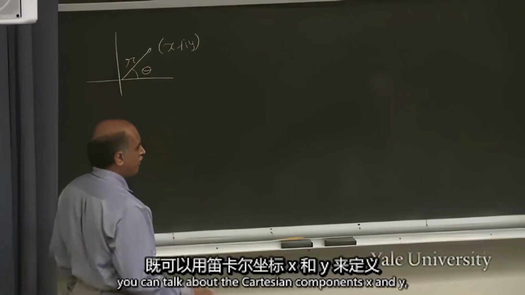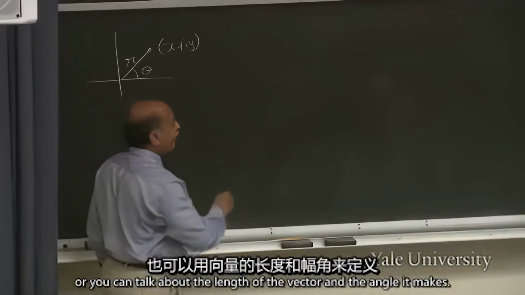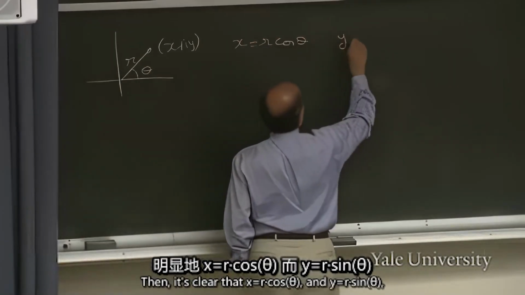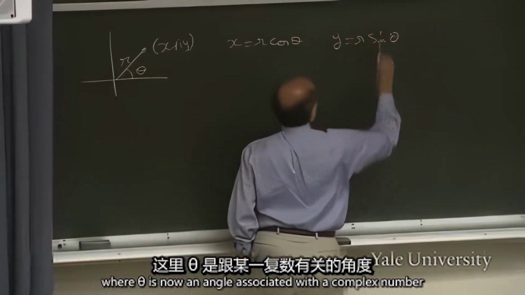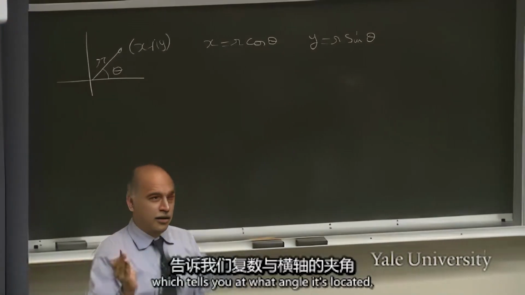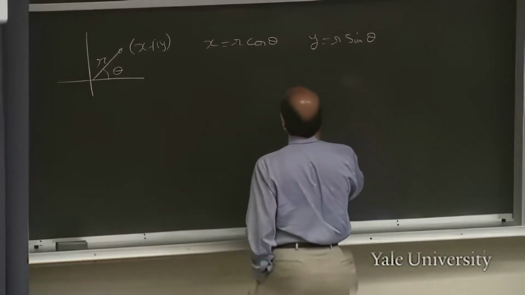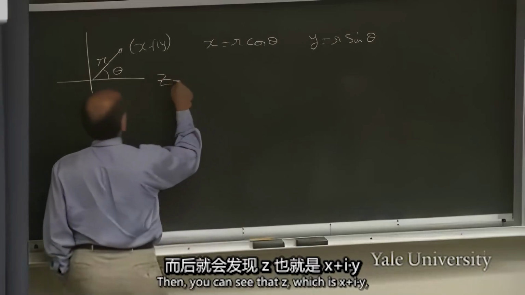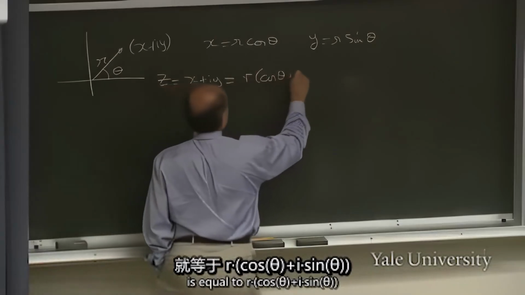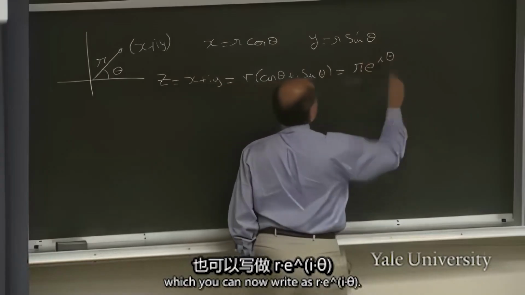Whenever you have a vector, you can talk about the Cartesian components x and y, or you can talk about the length of the vector and the angle it makes. Then it's clear that x is equal to r cosine theta and y is equal to r sine theta, where theta is now an angle associated with a complex number, which tells you at what angle it is located, and r is the length of the complex number. So this is called the polar form of the complex number. Then you can see that z, which is x plus iy, is equal to r times cosine theta plus i sine theta, which you can now write as r times e to the i theta.